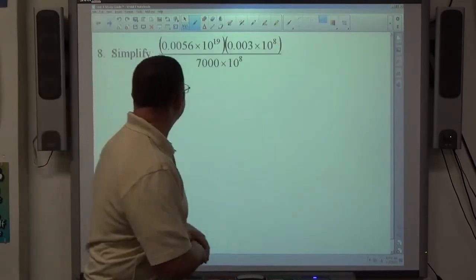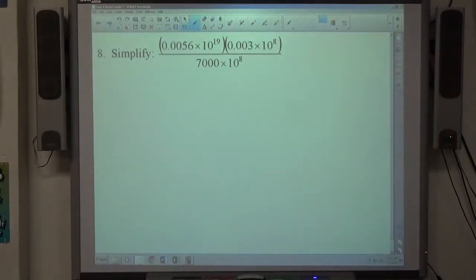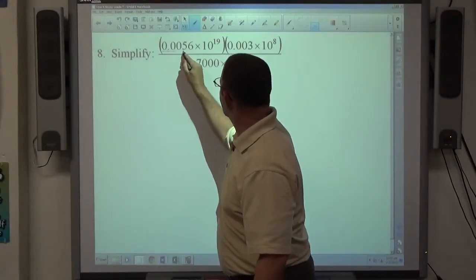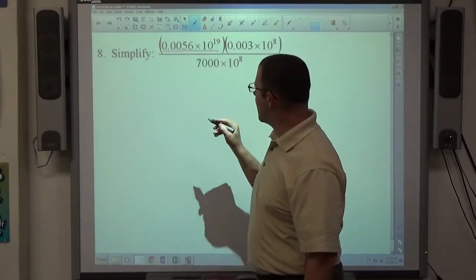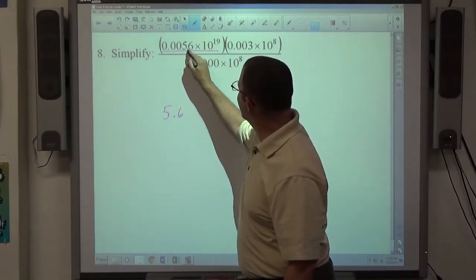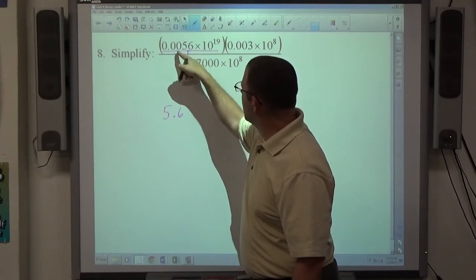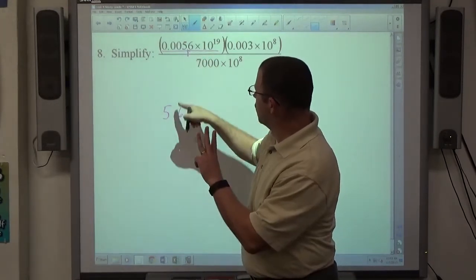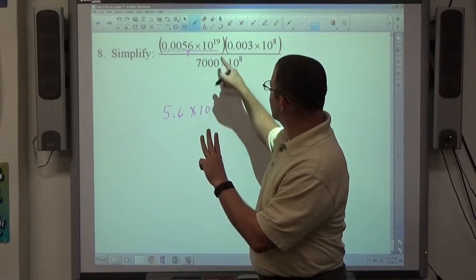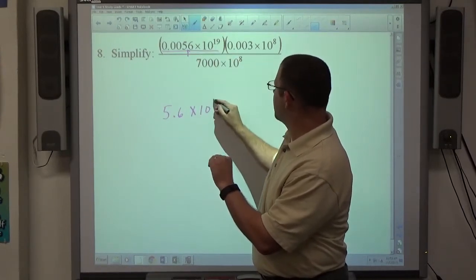Number 8, simplify 0.0056 times 10 to the 19th. Let's start with that one. Okay, if I change that into good scientific notation, 5.6, the decimal point belongs right there. To make it get where it belongs, 1, 2, 3 spaces moved, and it became a bigger number. So I have to make the exponent 3 smaller. 19 minus 3 is equal to 16.